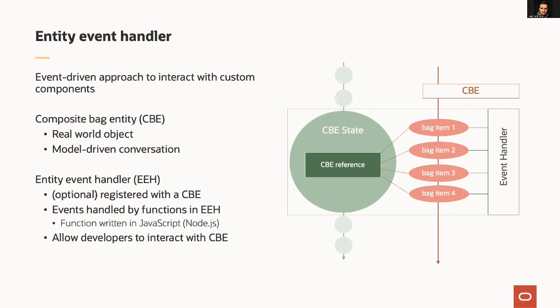Entity event handlers are optional for composite bag entities. You create them as custom components, and I will show you how you create them. Once they are registered with the composite bag entity, you only have one entity event handler per composite bag, though you can have an event handler reused between similar composite bags if you want. But usually you have a one-to-one mapping. If they're registered, then the component that renders the UI and interacts with the user will make sure that the functions that you create in your custom component will be called. Again, the development environment is JavaScript with Node.js.